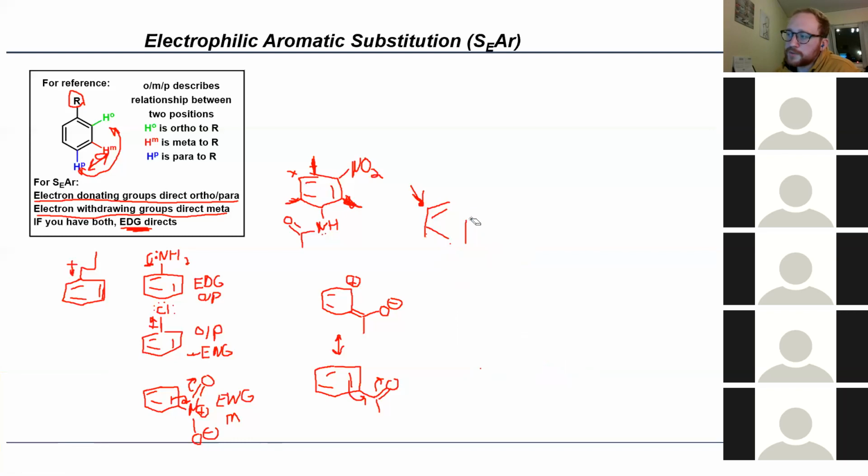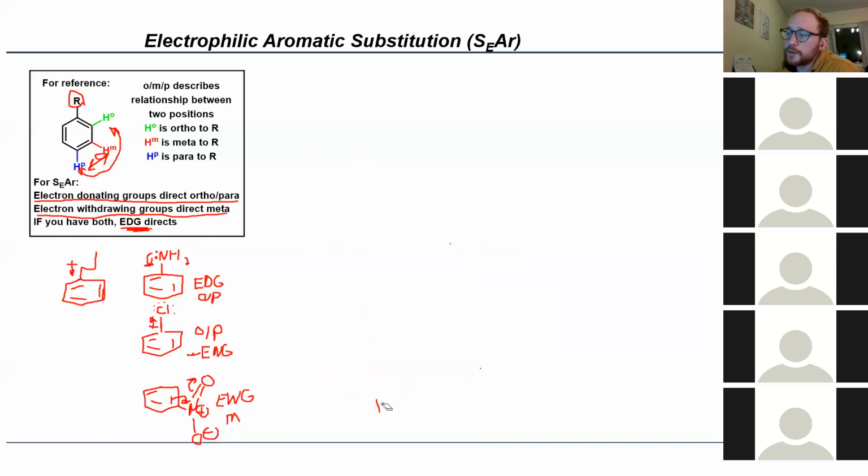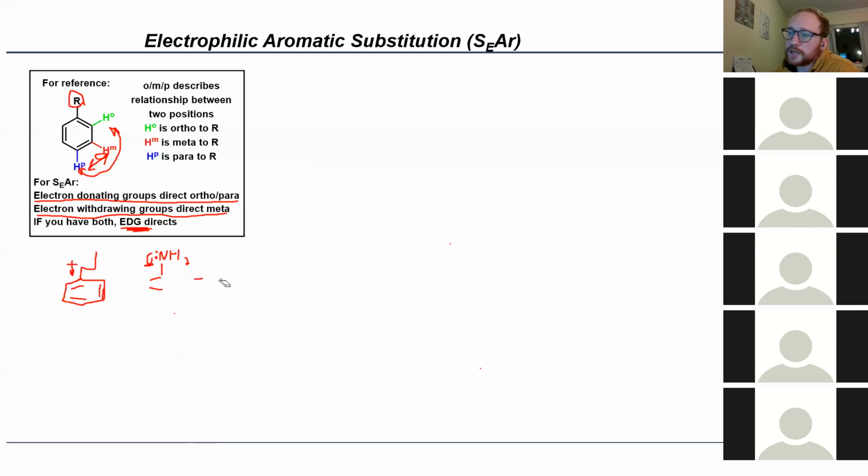Yeah, if the para position is more, so if someone asked if steric hindrance can also direct ortho, yeah, I mean, if you're in a situation where the para position is more hindered than the ortho position, you could see ortho substitution. That's certainly possible. It's very context dependent, though.